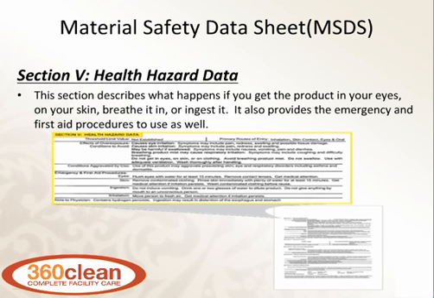Section 5. Health hazard data. For the average user, Section 5 is arguably the most important section of the material safety data sheet to understand, other than name. The reason is this section tells you what happens if you get the product in your eyes, on your skin, breathe it in, or ingest it. It provides the emergency and first aid procedures to use as well.